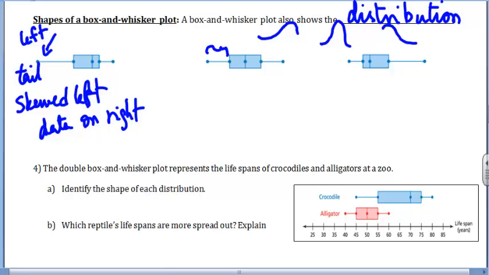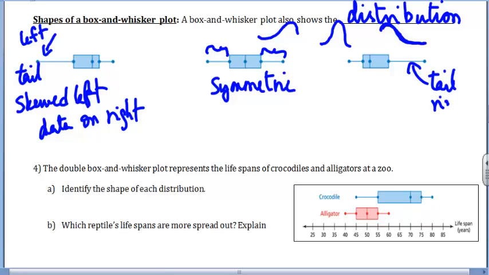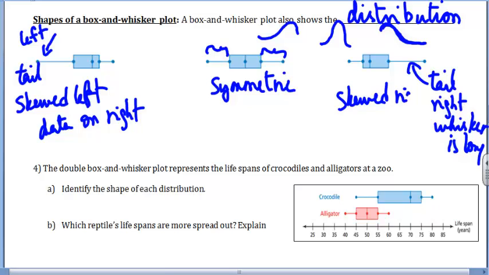And this one, the two whiskers are pretty much the same length, so this is symmetric. In this case, do you see the connection between what we learned in 10.3 and this? So this is the tail. In this case, the whisker on the right is long, and so we call it skewed right, and the data is on the left.